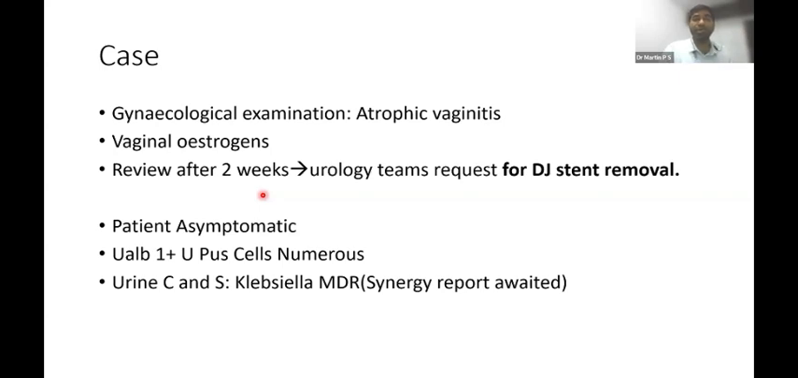After 2 weeks, the urology team contacts you saying that the patient has now recovered and they want to remove the DJ stent. They had done a urine routine examination. The patient is asymptomatic, but again the urine pus cells are numerous. They went ahead and did a urine culture and sensitivity again, and that report again shows Klebsiella, which is MDR now. The initial Klebsiella was carbapenem sensitive, but this Klebsiella which has turned up now is multi-drug resistant. So the urologists want to know whether we should push the patient for another antibiotic therapy or not.